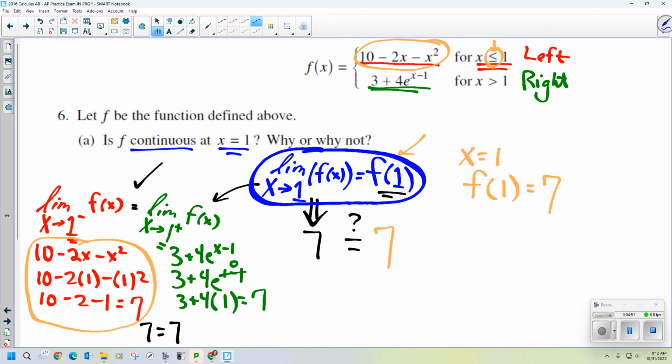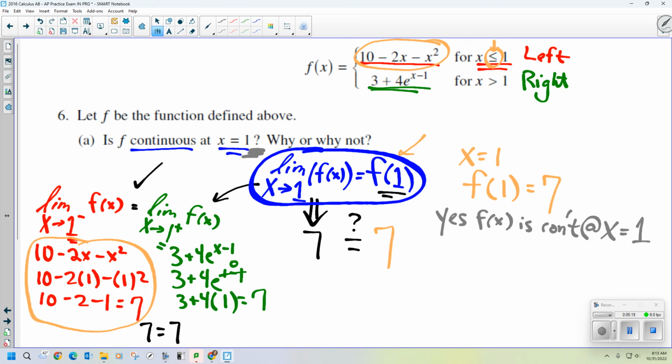So we've answered the question with our work and everything, but let's actually answer it like this is an exam we're taking. First question: is f continuous? Yes, f of x is continuous at x equals 1.